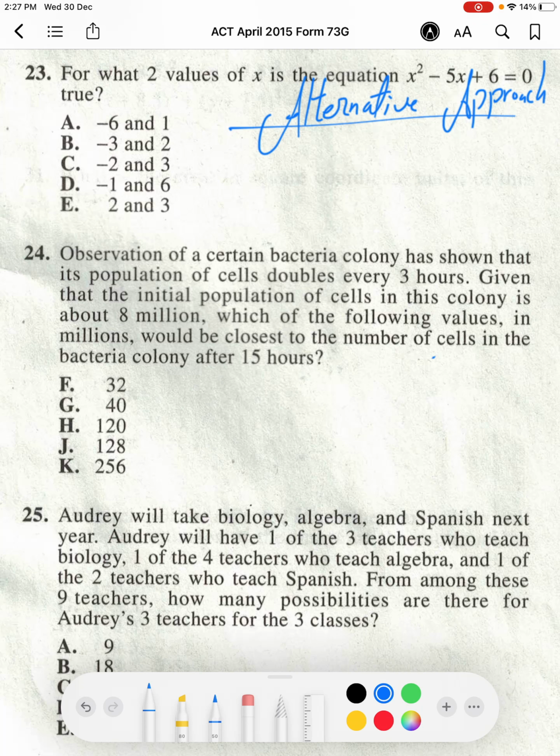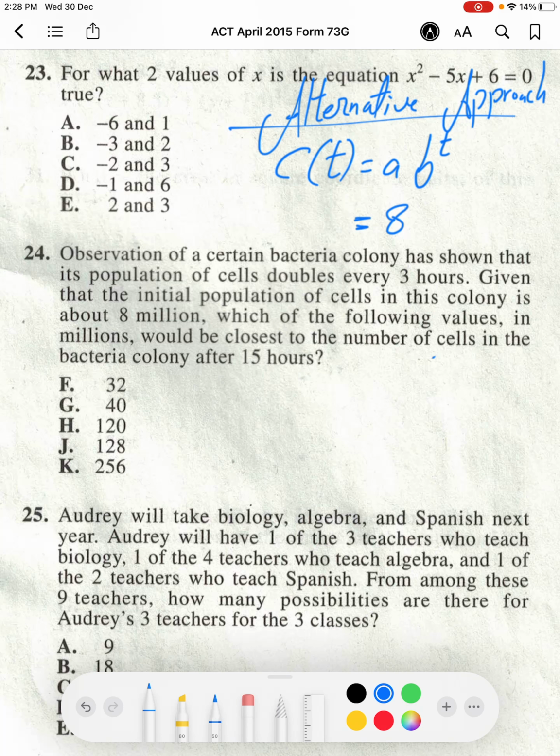Okay? The relationship between the elapsed time t in hours since the beginning of observation and the total number of cells in the colony after t hours can be represented as C of t equals A times B power t. This is basically the general form of the exponential model. A represents the initial value, the initial number of cells, the initial population, which was 8 million.